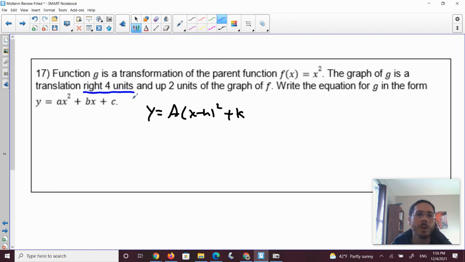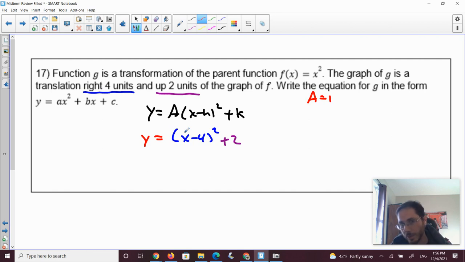So here, since we went right 4, we know that our parentheses should be x minus 4. Since we're going up 2, we know that we need plus 2 at the end, so k is going to be 2. We're given no vertical stretches or vertical reflections, so a is just going to be 1. So I don't really need to write down a, because a is just going to be 1. I'm going to write that over here, but not over here. So this is not in standard form, because here we have our standard form.